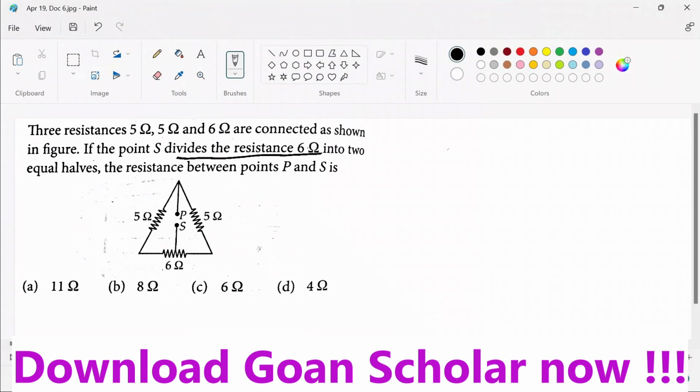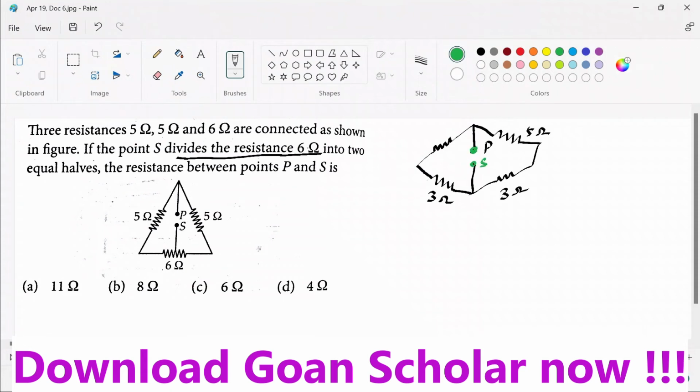So point S is dividing the 6 ohm resistance into 2 equal halves. We will first redraw this and then open it. This is point P, this is point S, and here I am drawing one resistance, that is 3 ohm, and another one, this is 5 ohm and this is 3 ohm. I got this 3 ohm, 3 ohm because S divides the 6 ohm resistance into 2 equal halves. So this must be 3, 3, right? Very simple.